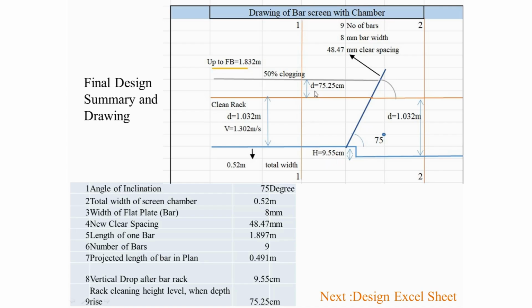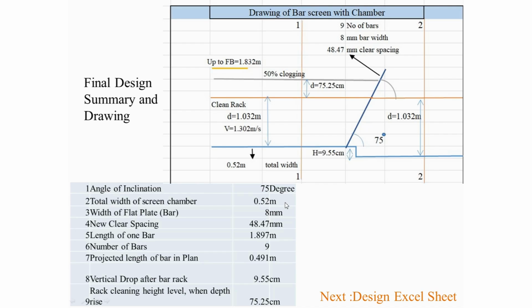Also, the height rise in the 50% clogging condition will be 75.25 centimeters, and the angle of inclination is taken as 75 degrees. Up to the freeboard, the depth will be 1.832 meters. Everything is linked and it is auto generated. Also in the design summary, the angle of inclination will be 75 degrees.